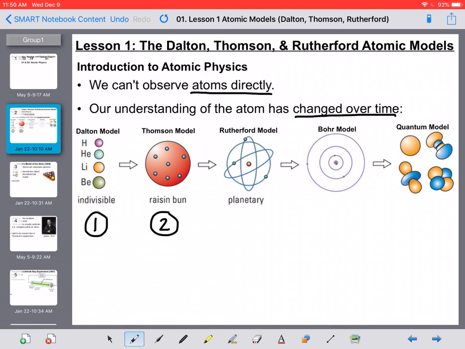Then we're going to look at the Thomson model, which is sometimes also called the raisin bun model. Then the Rutherford model, which is also called the planetary model. Then the Bohr model, and finally the quantum model.